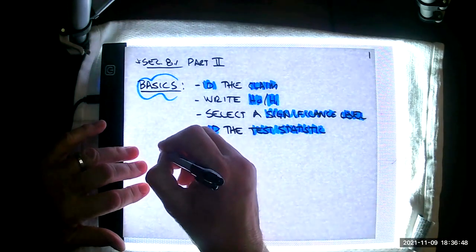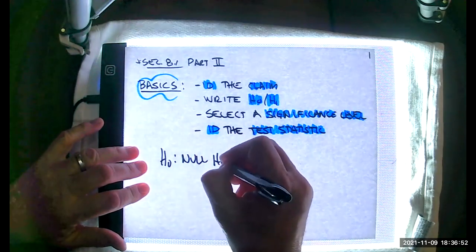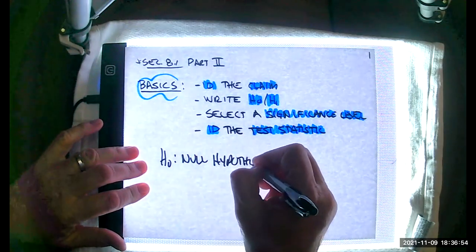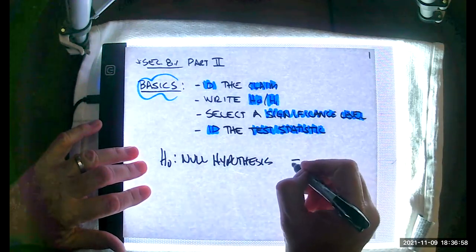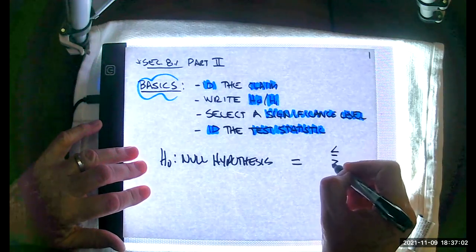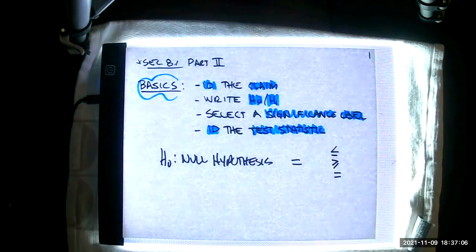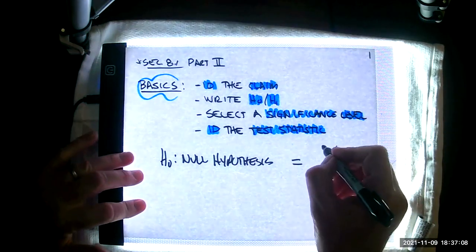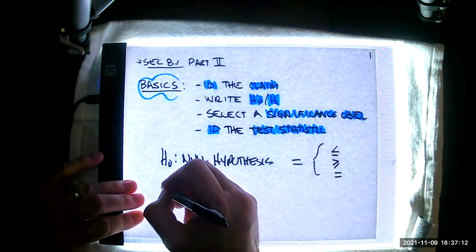So I'll remind people that H naught is the null hypothesis. And it's always written with an equals, although it may be correctly translated as less than or equal to, greater than or equal to, or just plain old equal to. And we always write it with just an equal. It's a little bit of a weird convention, but that's the way we roll.